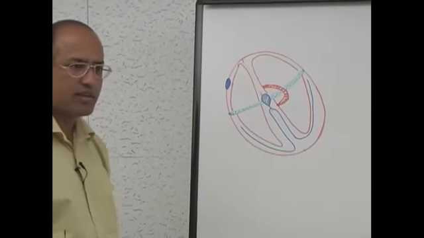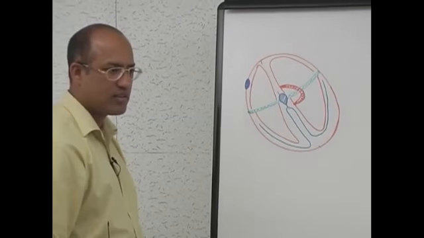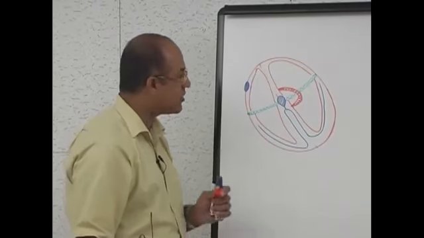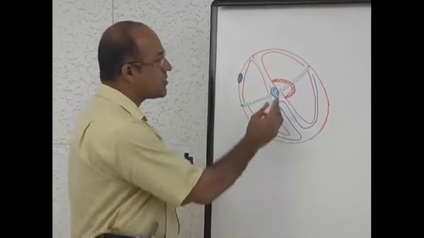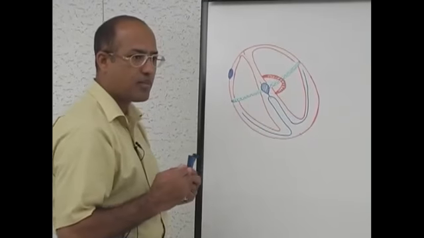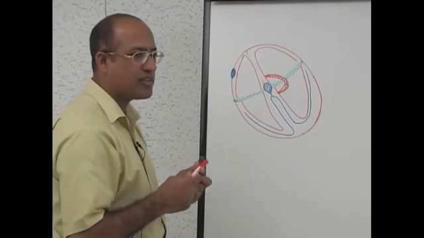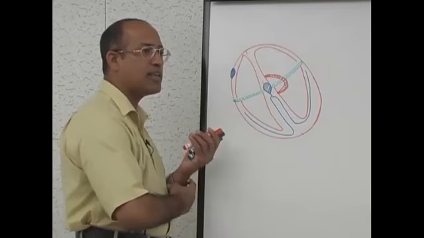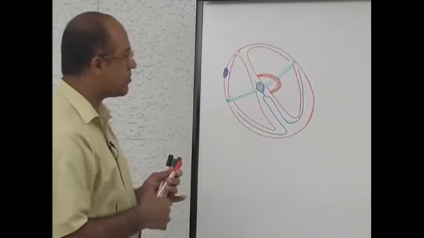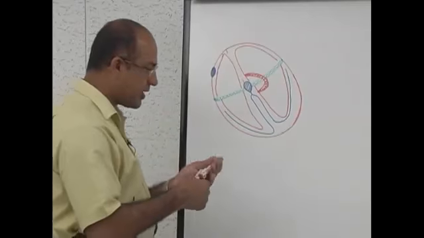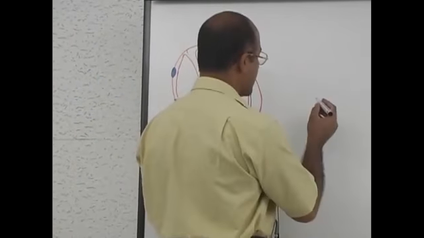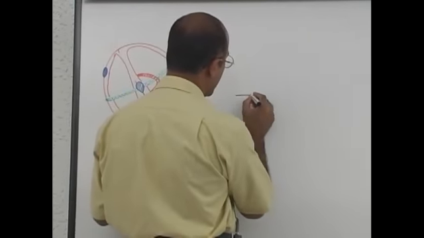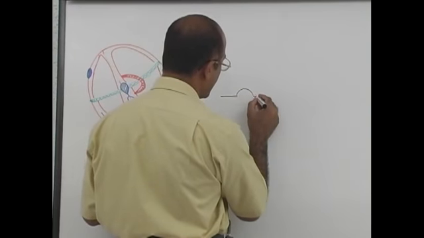Have you heard of it? K-E-N-T, right? Bundle of Kent. Some people are born with this anomaly. First we'll talk about the normal ECG, and then we'll talk about why they undergo tachycardias at times. The normal ECG pattern is somewhat like this, when they are not in tachycardia.